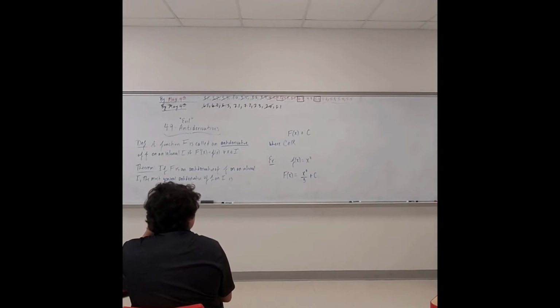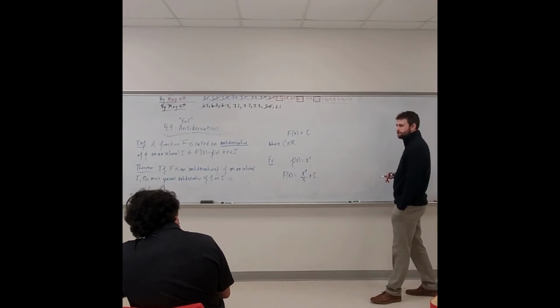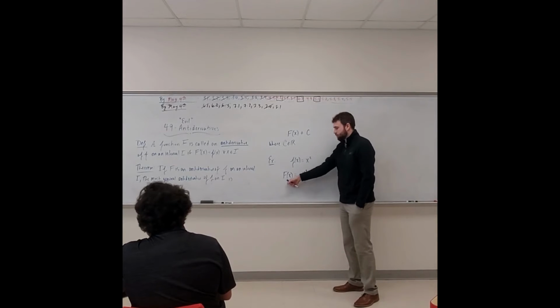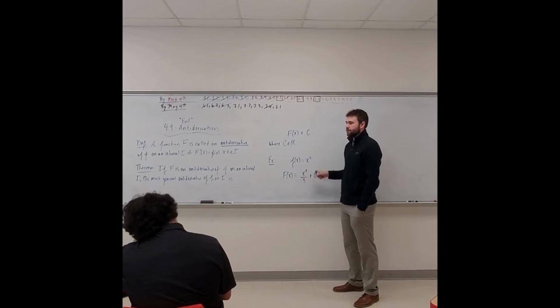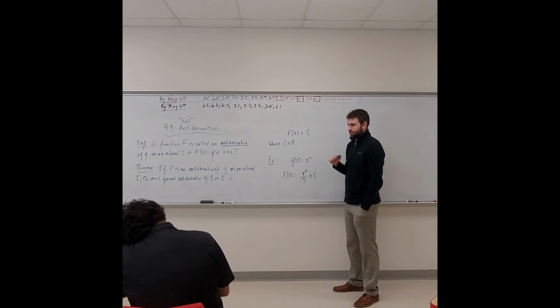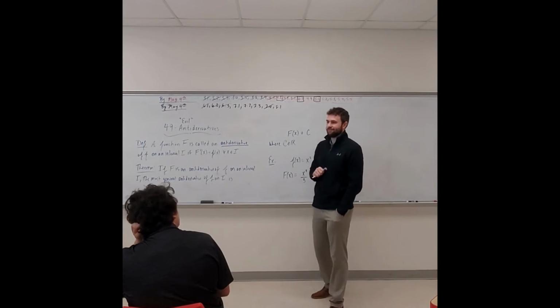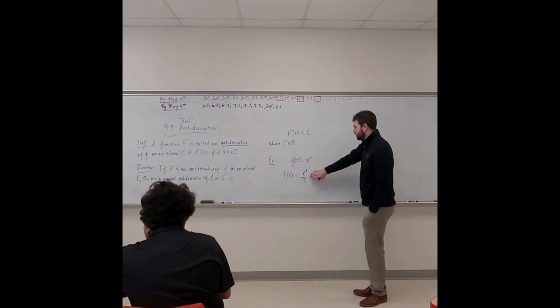Why does this make sense? Why does this arbitrary constant make sense? This can be any constant. If I were to take a derivative of capital F here, what would happen to that constant? What's the derivative of a constant? Zero. And so it would just go away, right?